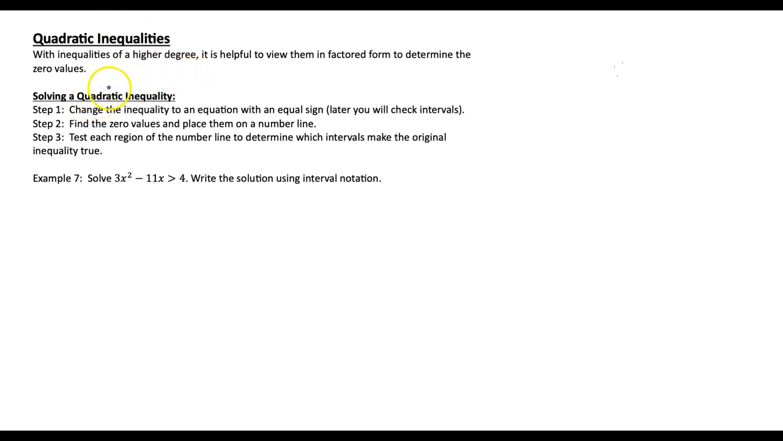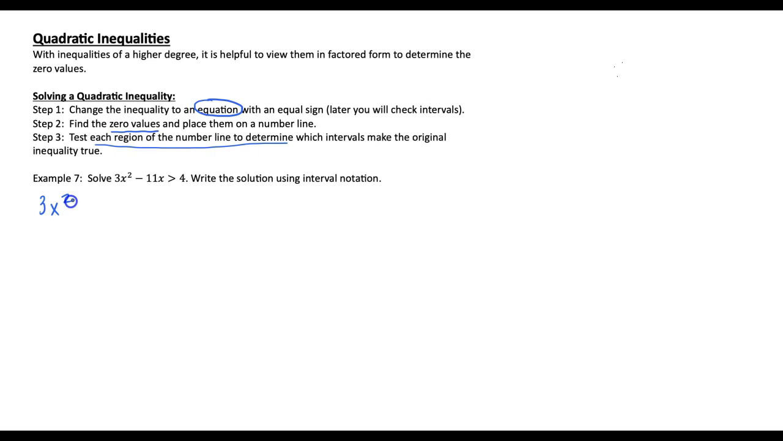So let's take a look at how we're going to solve a quadratic inequality. Kind of like that second method I used where we changed our inequality into an equation, that's the route we're going to go. Once we change it to an equation, we can find zero values by factoring and solving. Then we're going to test each region on the number line to determine which one is going to make our inequality true. So let's start with example 7.